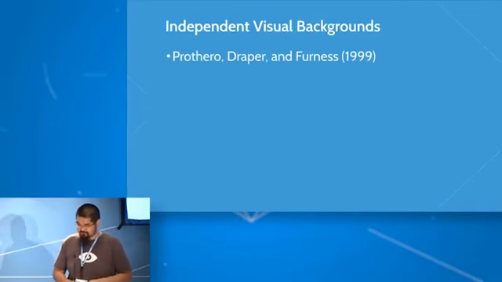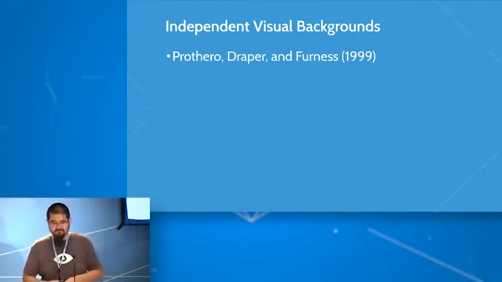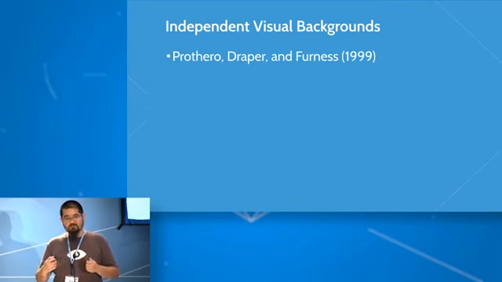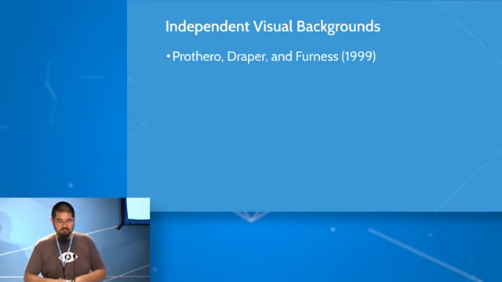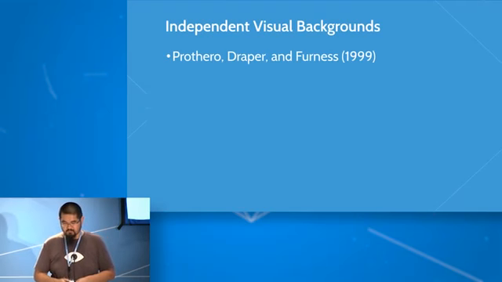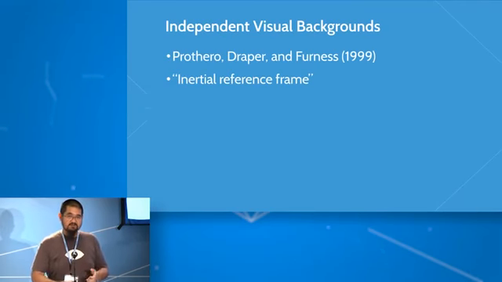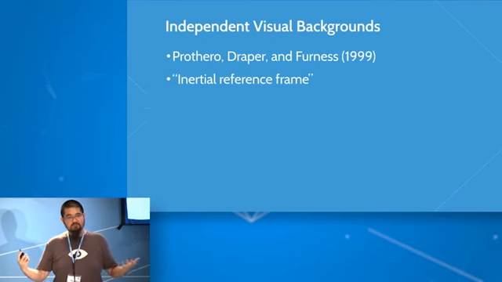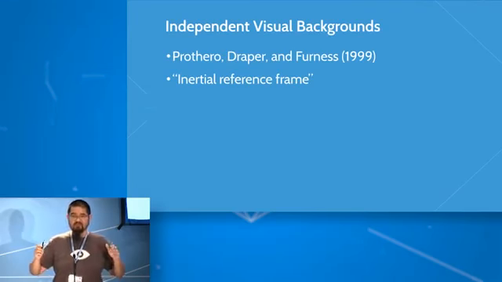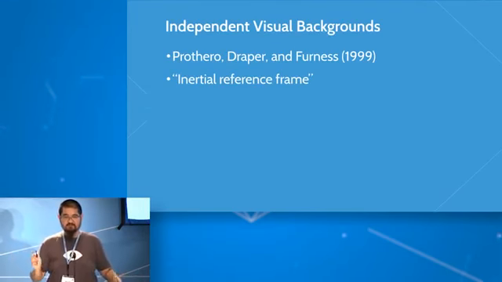So we tried scaling this up with another little experiment using what are known as independent visual backgrounds. I can't take credit for this idea. It was actually developed by some researchers at the University of Washington by the name of Prothero, Draper, and Furness. And they had a theory developed around what they referred to as the inertial reference frame. The idea was that in processing the visual world around you, your brain picks some visual information cues in order to determine what's staying still and what's moving relative to that reference frame.